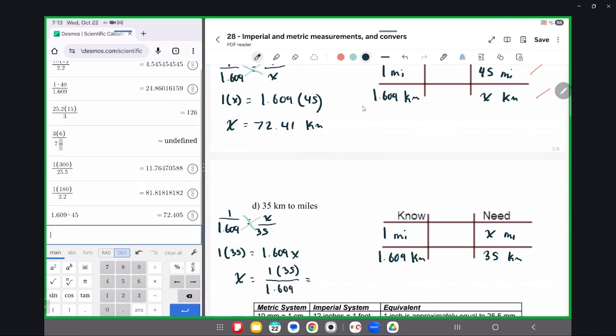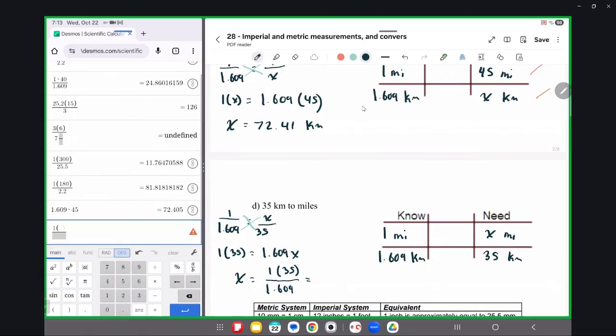So 1 multiplied by 35 divided by 1.609. So we get x is equal to about 21.75 miles. And the symbol for miles is mi.